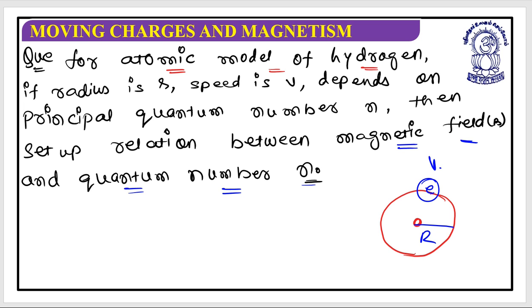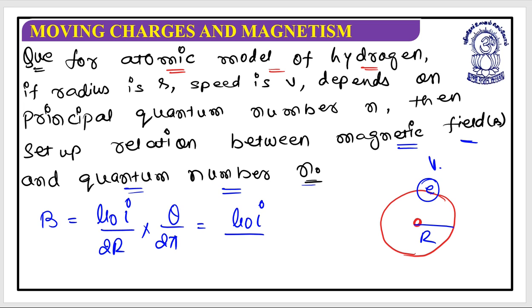So how should I do this? First, when any charged particle is rotating in a circle, I have a magnetic field at its center, which could be related as B equals mu naught I by 2r multiplied by theta by 2 pi. Do you remember this? Yes, it is from the Biot-Savart law. We have derived this. Here for a complete circle, this could be written as mu naught I by 2r. This is the magnetic field.